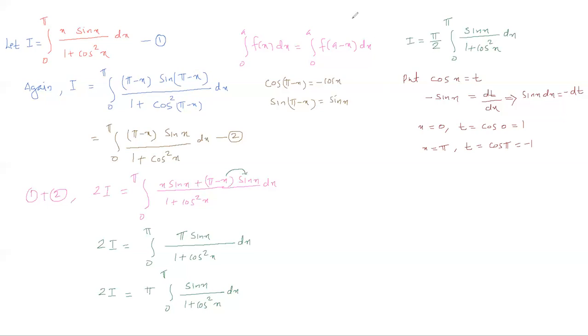So your integral will come like this. I is equal to pi by 2 into integral, with limits 0 to pi becoming 1 to minus 1, with 1 plus t square in the denominator. Sin x into dx is minus dt, so that minus you can take outside. So it is minus pi by 2 into integral 1 to minus 1.